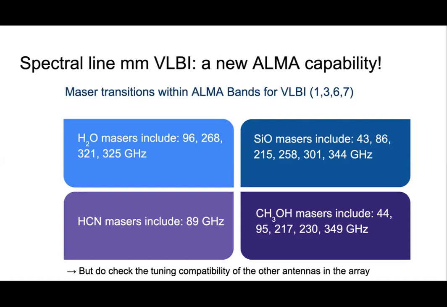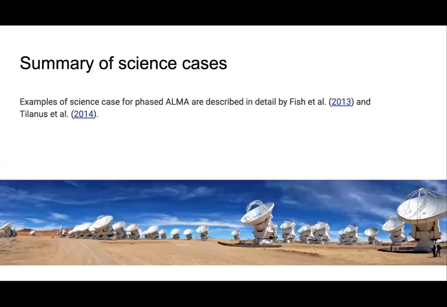We urge you to always check the compatibility with the other antennas in the arrays when you have picked a spectral line, because each of the antennas might have a slightly different receiver and receiver range. Also for this, you can always contact your ALMA Regional Center node to get help on whether your idea can be done with the millimeter VLBI network that you're interested in. As a summary of science cases, you can look at the papers by Fish and Tilanus.